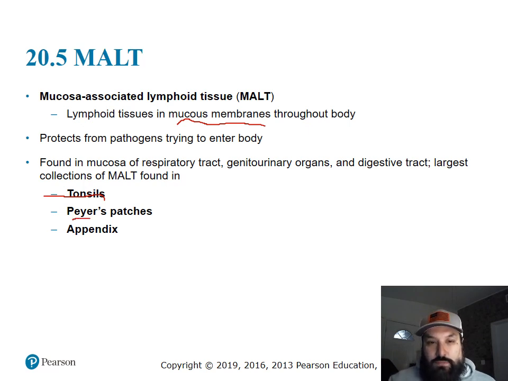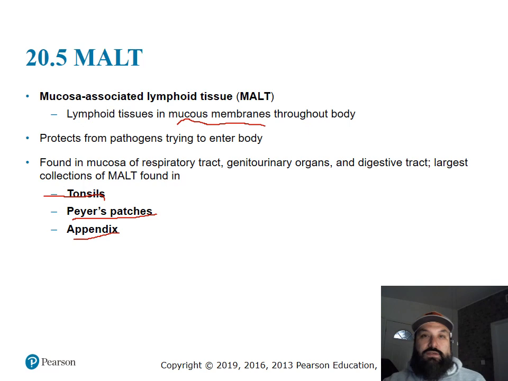Peyer's patches. Peyer's patches are like tonsils, if you will, but they're found scattered throughout the digestive system, the GI tract. And why is that a really important place to have MALT, Peyer's patches? Because that's an area where we take food and drink in, and those areas interact with that food and drink, so those are places where we have a higher risk of infection. And lastly here, the appendix, right?